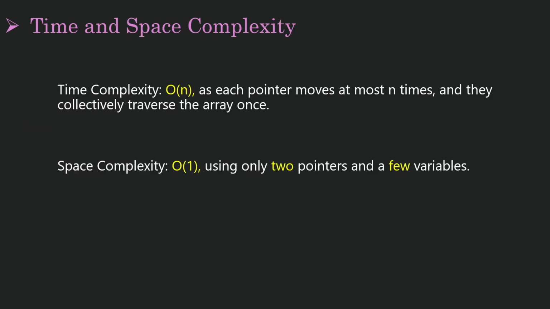Time complexity, O of n, as each pointer moves at most n times, traversing the array once. Space complexity, O of 1, using only 2 pointers and a few variables. The two-pointer approach is much faster, leveraging the sorted array to efficiently narrow down the search.